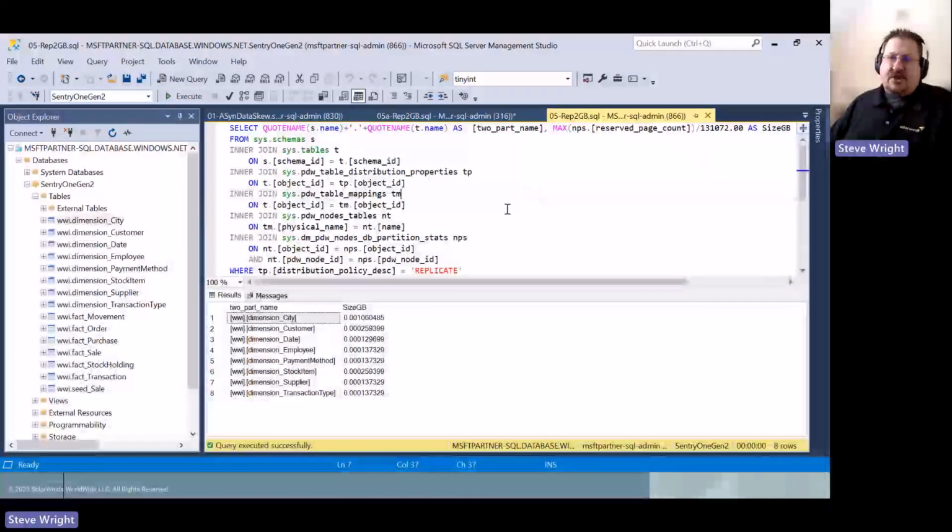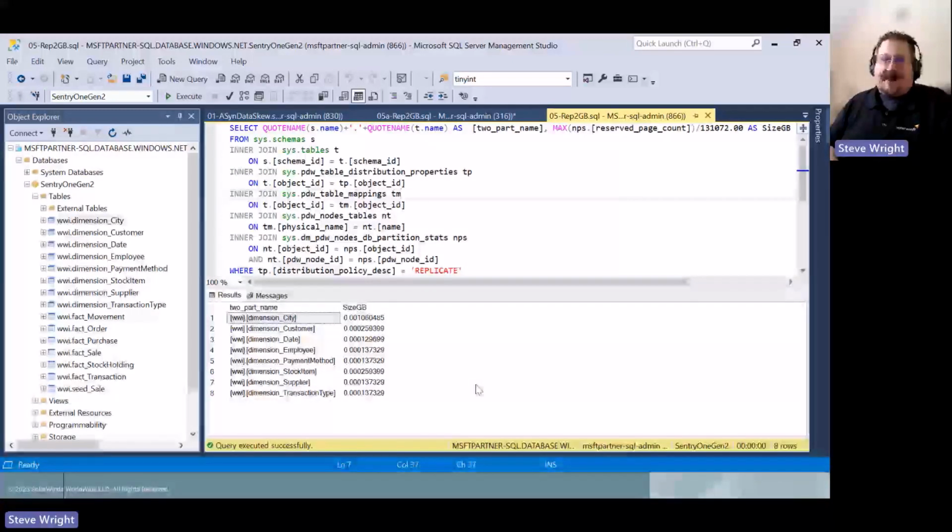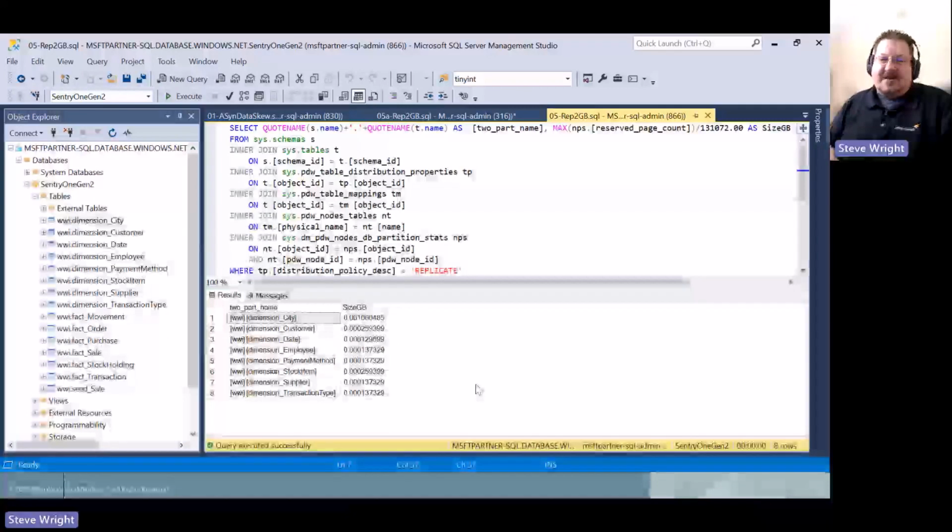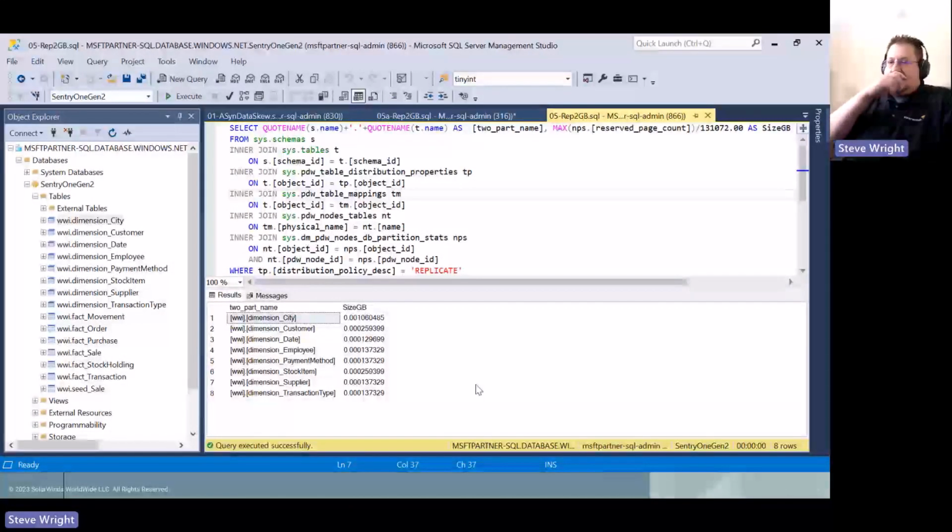Here's the query where I've already taken that information, done all the aggregations, and provide the results to show. Here's the two-part name of the table, and there's the size in gigabytes. This is a little demo environment I've got, so nothing too big here. These are well below the 2 gigabyte limit. But that's all it is. So again, it makes it that much easier.